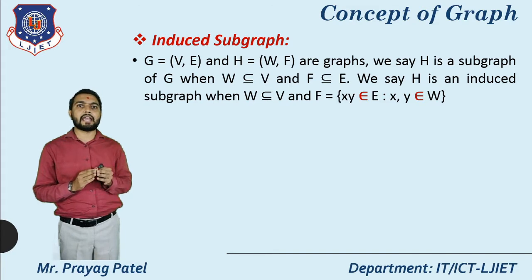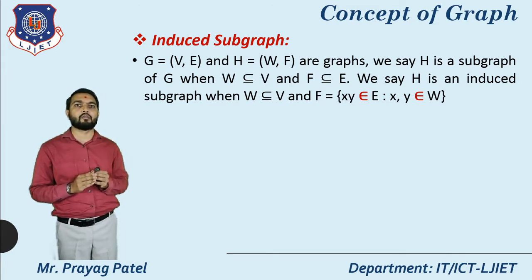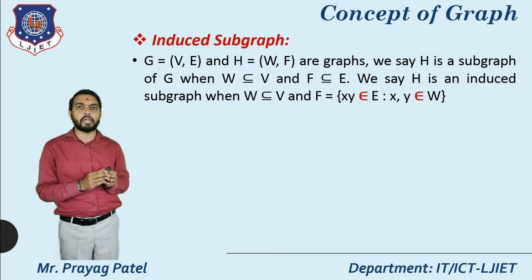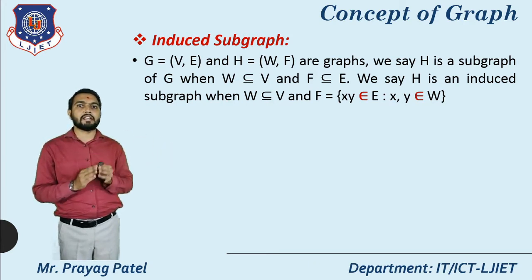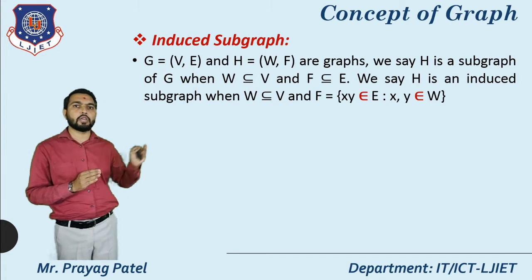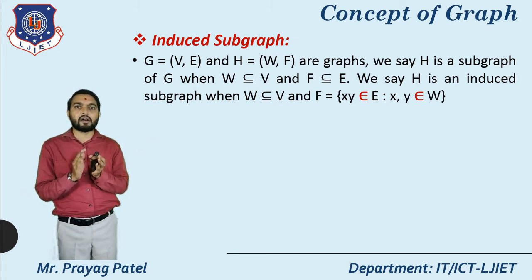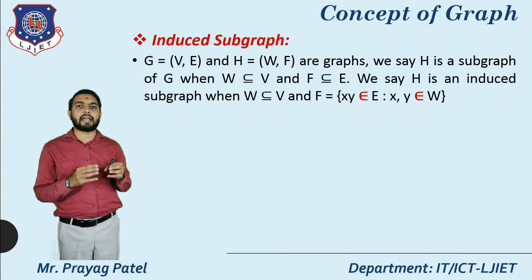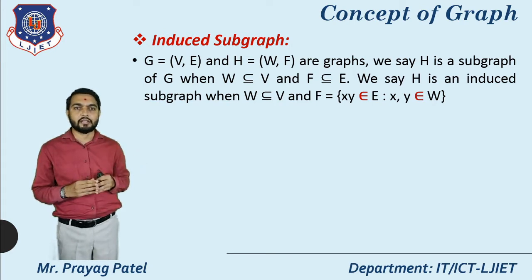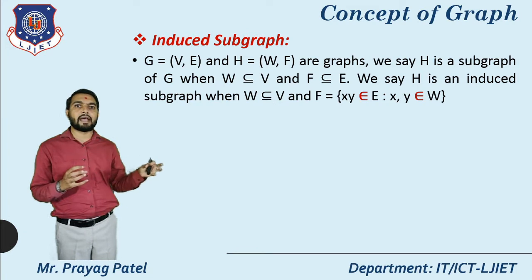We say H is an induced subgraph when W is a subset of V and F equals the set of edges xy belonging to E, if the condition xy belongs to W holds. So here xy is one edge, and x and y are considered as different vertices. So x is one node, y is another node.